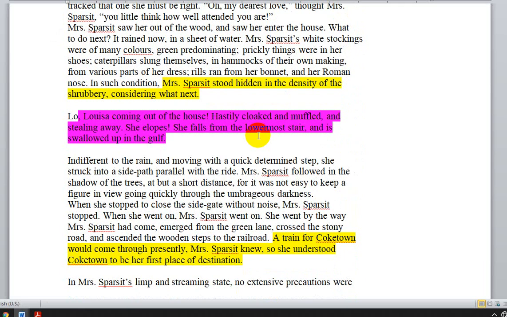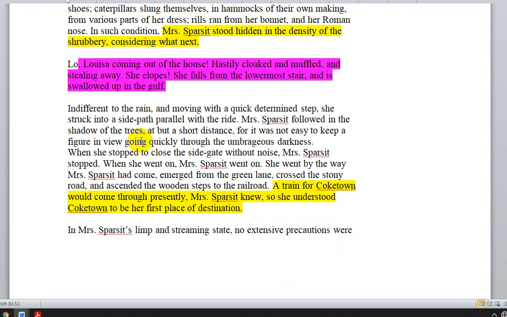These incidents confirm what Mrs. Sparsit thought earlier. Now they are very close to each other. They are descending lower and lower on Mrs. Sparsit's staircase, and now she stood hidden in the density of the shrubbery, considering what next, until a climactic event took place. Something important happened in this chapter.